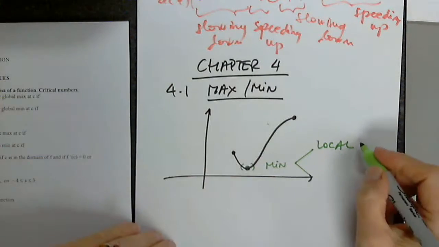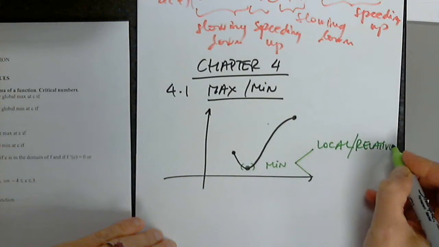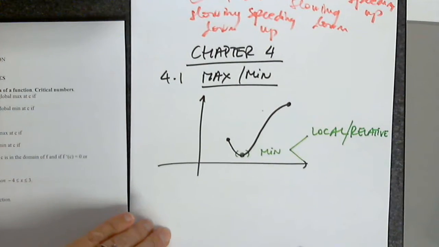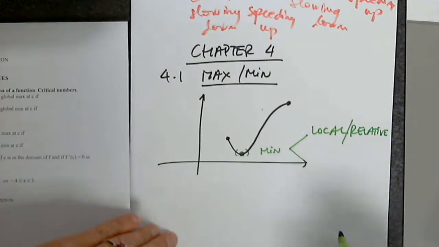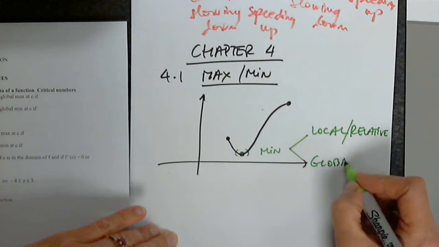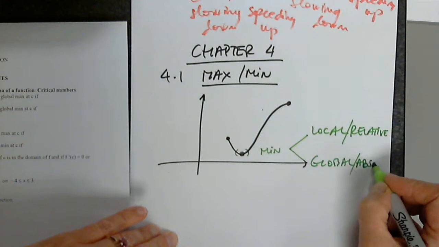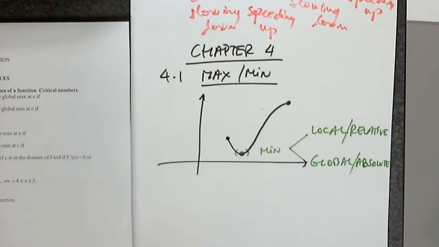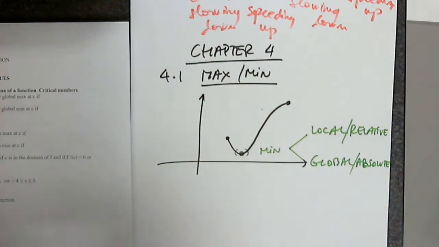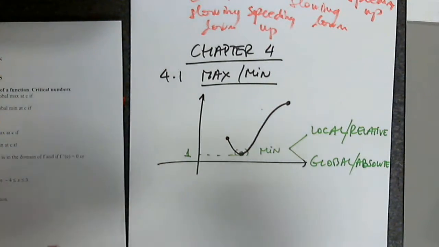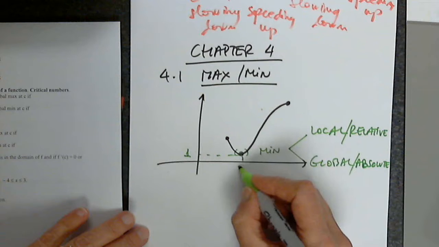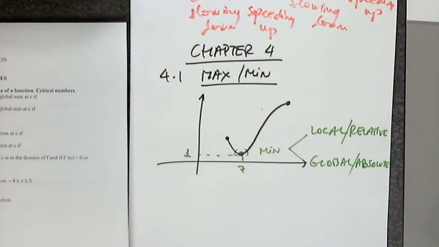It is also called a relative minimum. We will go back and forth between local and relative. They mean the same thing. It's also a global or absolute minimum for this particular function because there is nothing lower than it. For the entire function, there is nothing lower than that point. So this value right here, I'm going to say 1. And the location, let's say, is 7. So where is this local minimum and absolute minimum? When x is 7. How much is it? 1.